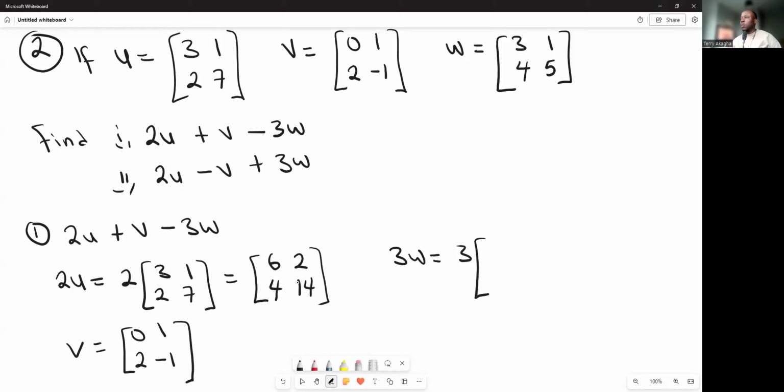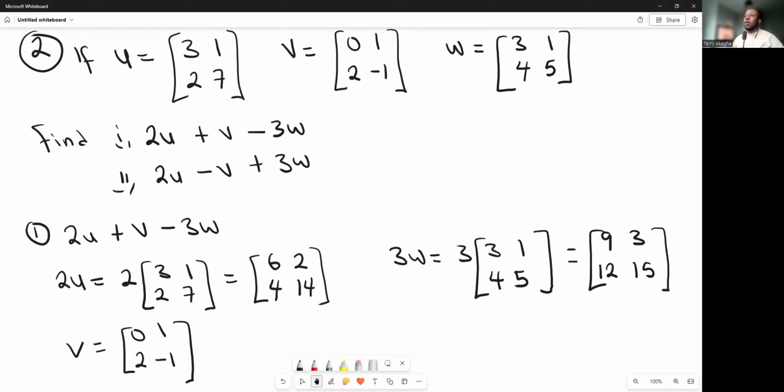What is w there? We have the w to be 3, 1, 4, and 5. So that means the 3w now is going to be 3 times 3 will give you 9. 3 times 1 will give you 3. 3 times 4 will give you 12. And 3 times 5 will give you what? 15. So please, it's very important that if you've not watched my video on scalar multiplication, please go back and have a look again.